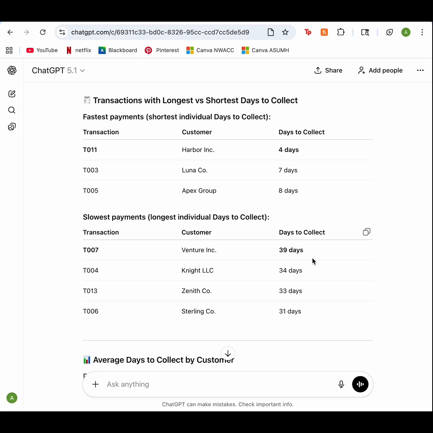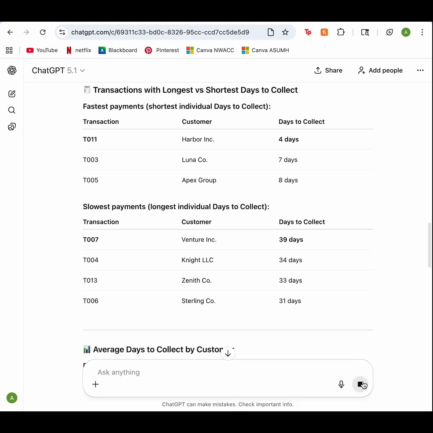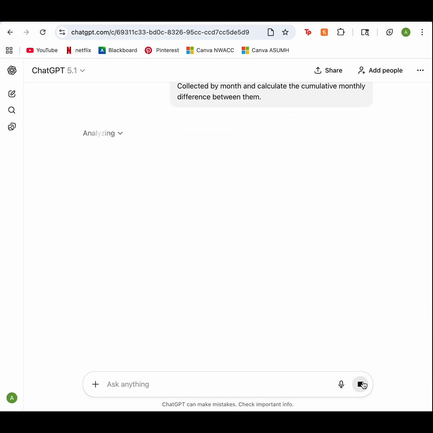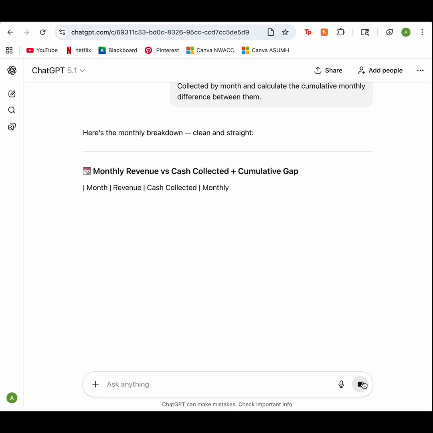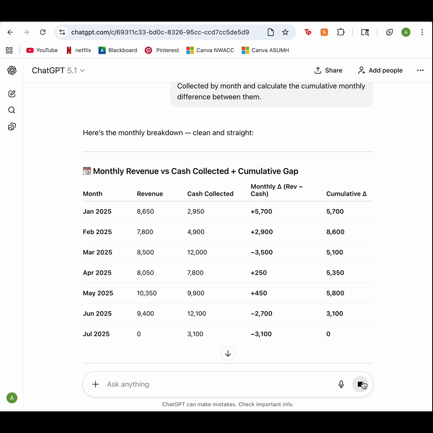So now that we have this information, we will summarize total revenue and total cash collected by month. This is especially important because the cumulative difference shows how much revenue is still unpaid over time. So if revenue is ahead of cash, accounts receivable is increasing. But if cash catches up, then collections are improving.